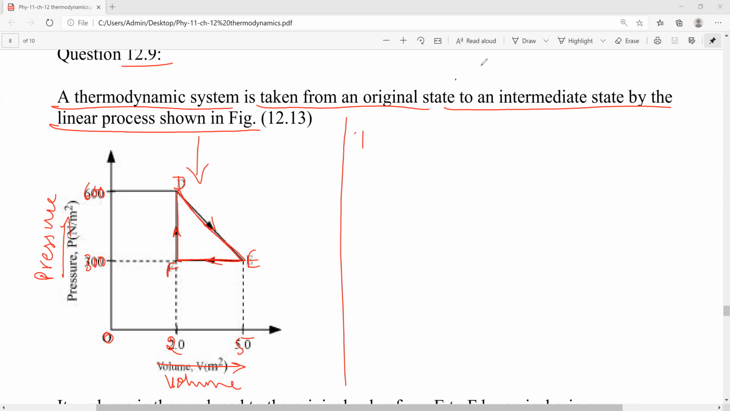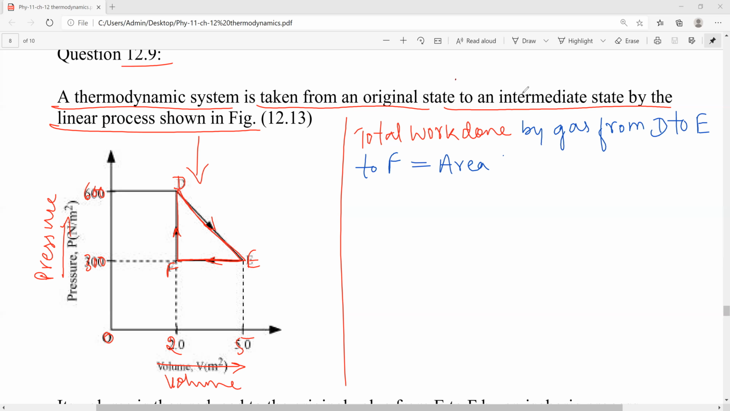Total work done by the gas from D to E and E to F is given by the area of the triangle DEF. I have already shown this. The area of the triangle DEF can be written as half into DE into EF, because for a triangle we take half into base into height.